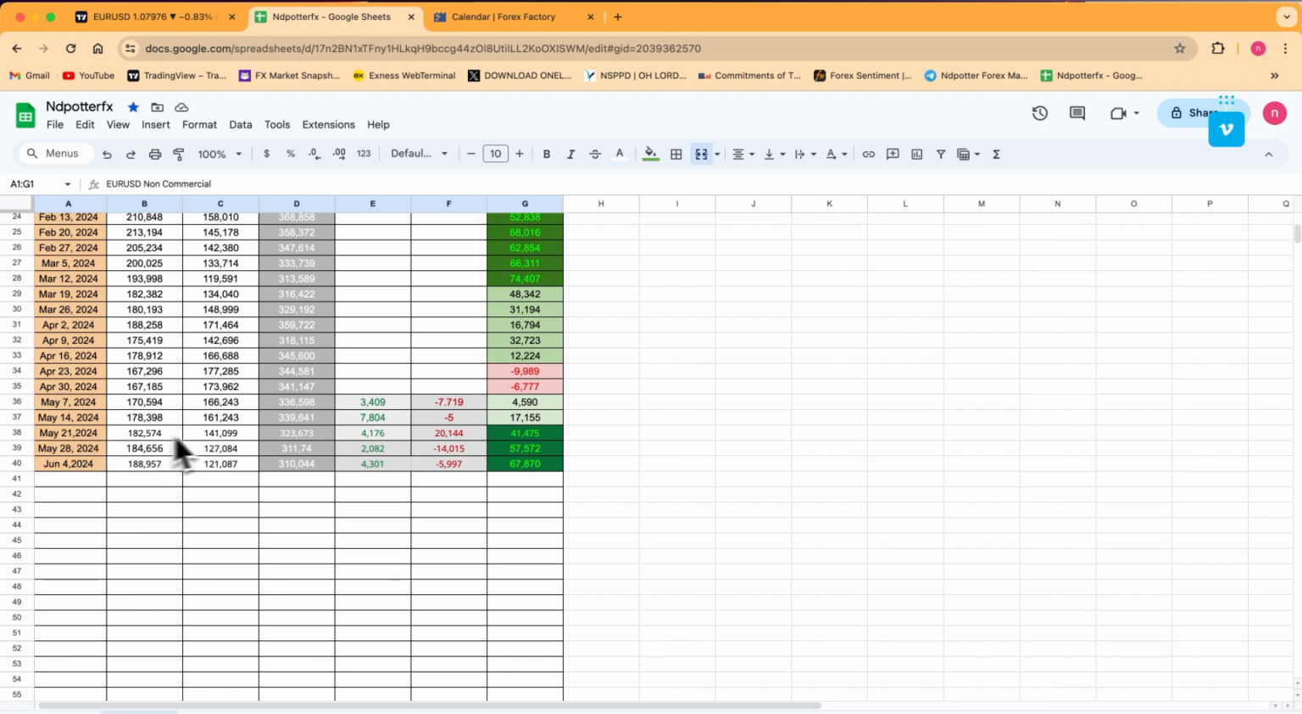And look at their short position here. On May 21, their short position was 141. On May 28, their short position reduced to 127. And June 4, their short position got reduced to 121,000. You can see this is the change in short and this is the change in long.